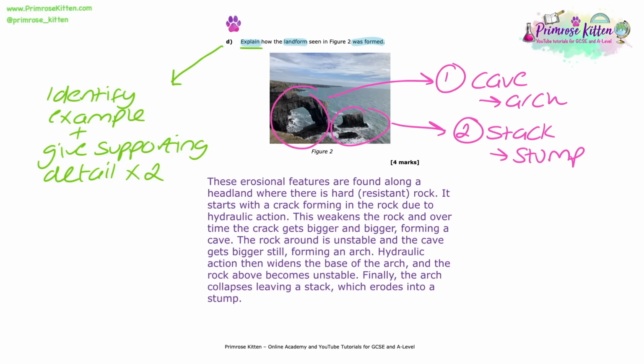A possible response explaining this formation might read that these erosional features are found along a headland where there is a hard, resistant rock. It starts with a crack forming in the rock due to hydraulic action. This weakens the rock, and over time the crack gets bigger and bigger, forming a cave. The rock around is unstable, and the cave gets bigger still, forming an arch. Hydraulic action then widens the base of the arch, and the rock above becomes unstable. Finally, the arch collapses, leaving a stack which erodes into a stump. This question would be awarded 4 marks, as it explains in detail the formation of this landform using appropriate geographical terminology.